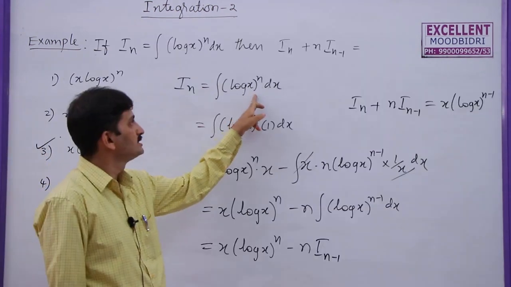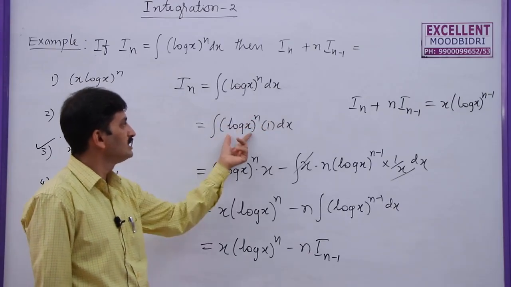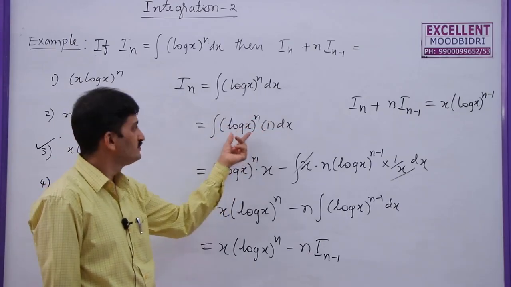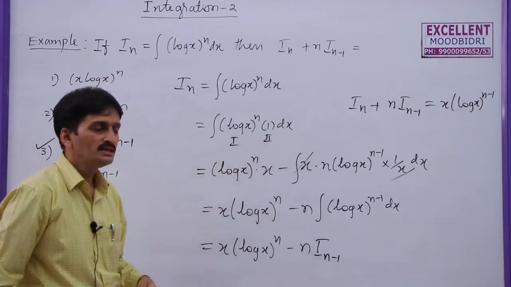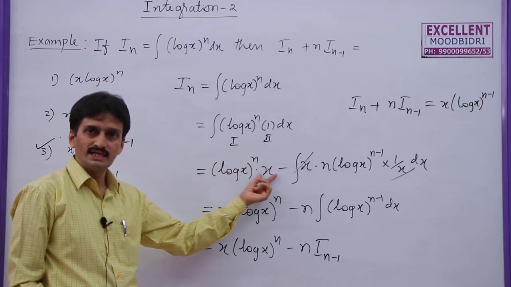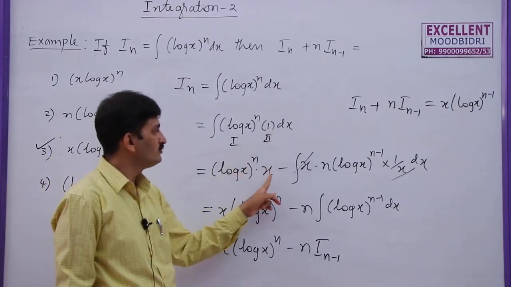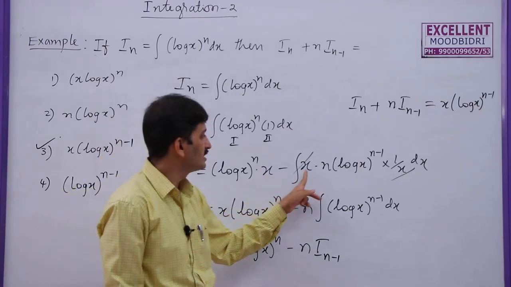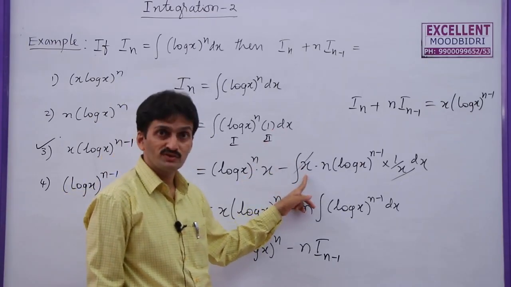Integral of log x whole power n dx, correct? Now write this as log x power n into 1. First function is log x power n, second function is 1. First function into integral of second, integrate by parts. Log x whole power n into integration of 1 is x, minus integral of, again integral of 1 is x, into derivative of first function.